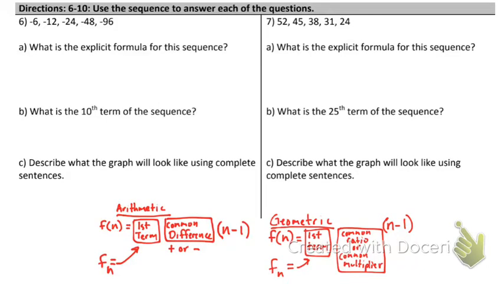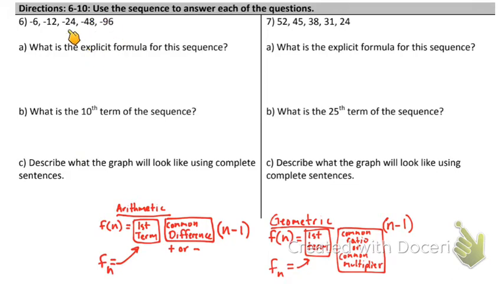Okay, so our last time we met, and we're going to use these for these two problems. All right, so let's go and jump into number 6. We have the sequence here, and we have to answer 3 questions about the sequence.